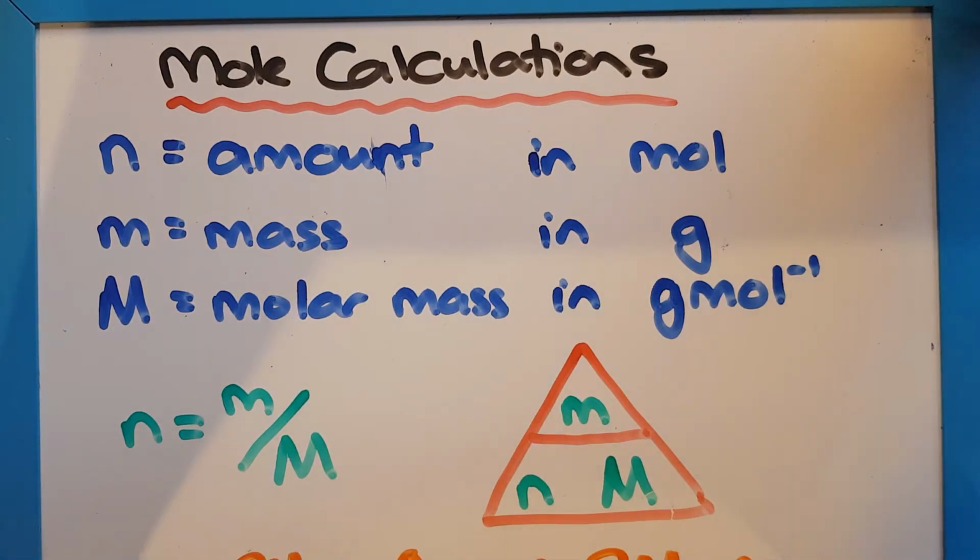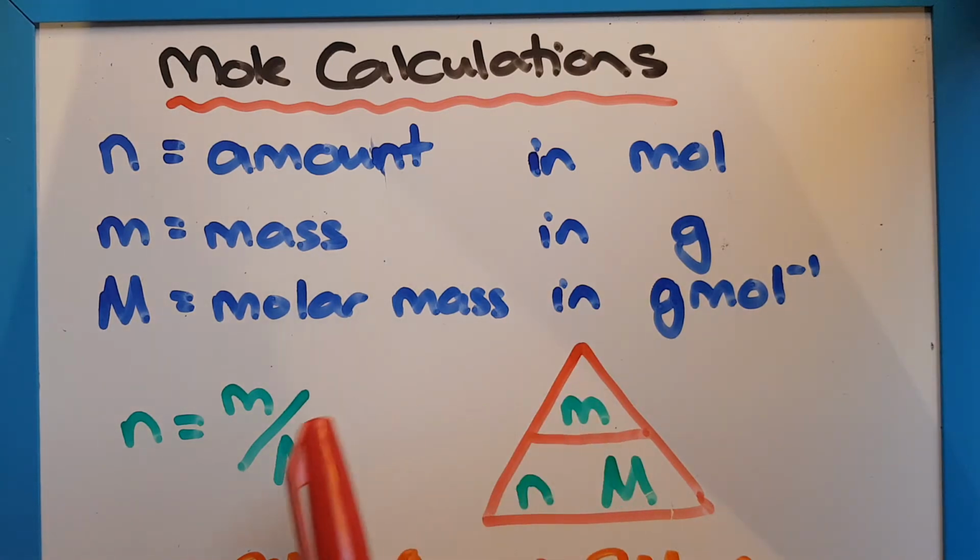So the relationship between these things is that the amount of something is its mass in grams divided by its molar mass. And hopefully we remember that we work out the molar mass of something by adding up the relative atomic mass from the periodic table of all of the atoms in that substance. So for example, in hydrogen, which is an H2 molecule, it would be 1.01 plus 1.01, so 2.02 grams per mole. And we're going to work through that in a moment.